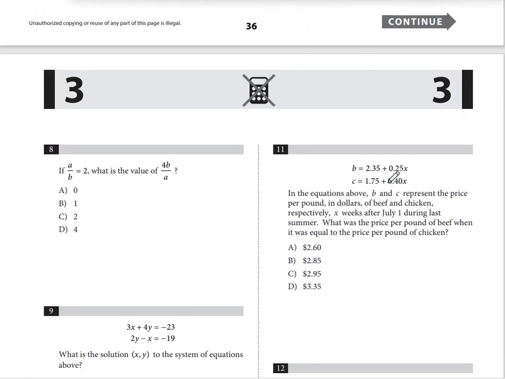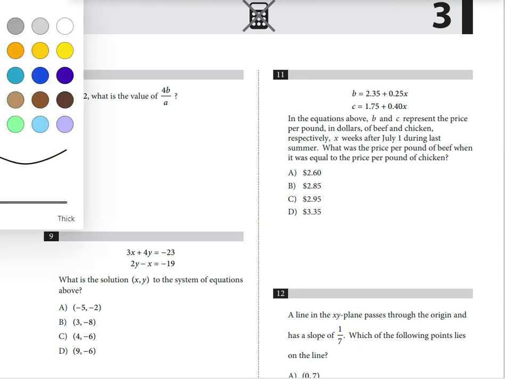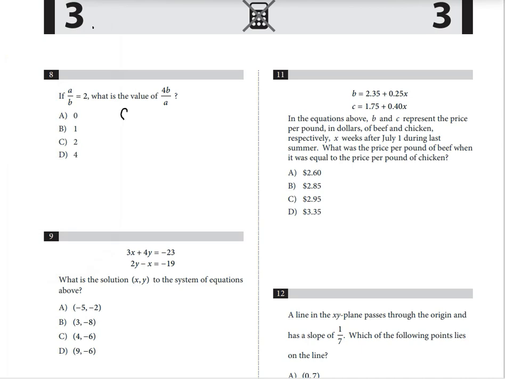All right, let's get to number 8. So for number 8, we've got if a over b equals 2, what is the value of 4b over a? So let's work with this a over b equals 2 and see if we can get it to look like 4b over a. Okay, first thing we notice is that b is in the denominator, so I'm going to bring that b up to the numerator by multiplying both sides by b, so b cancels out. So a equals 2b.